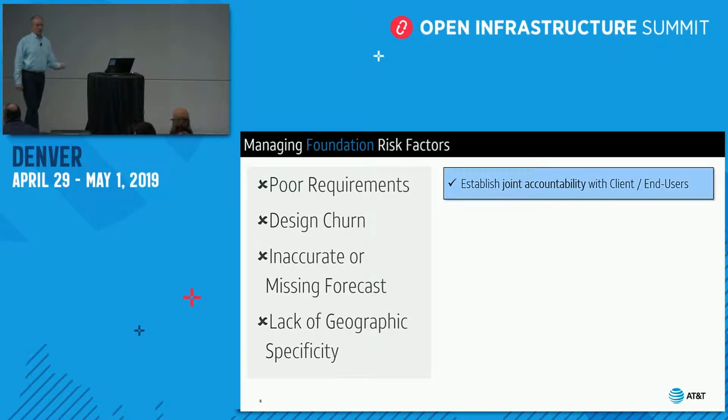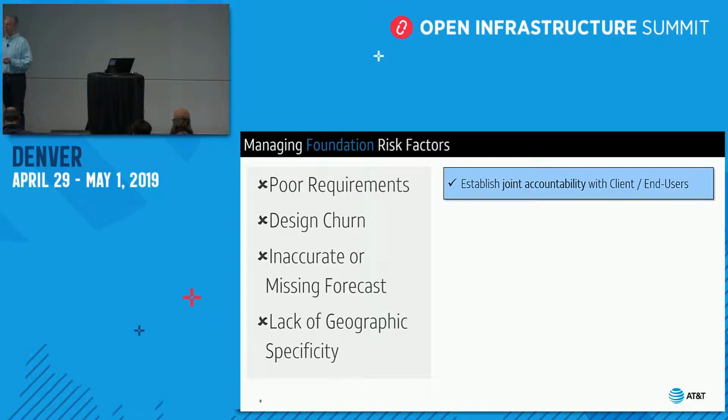So first off, establish joint accountability with your end users. Get them in the boat with you, join hands with them and partner with them to essentially let them know and remind them that their success and your success really have to happen together. It's not a one-sided transaction. It's a multi-sided transaction. So all of your stakeholders need to share in that accountability with you. It can't all just be on you.